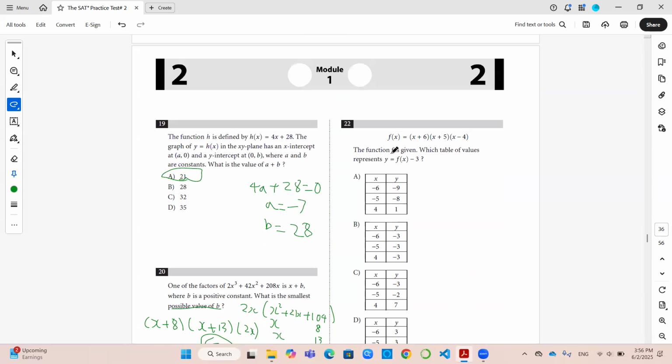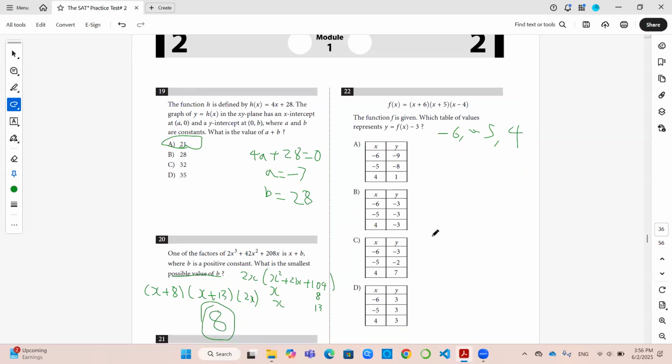Okay. The function f is given. Which table of values represents y is equal to f of x minus 3? So I know when x is equal to minus 6 or minus 5 or 4, my f of x is equal to 0, right? So if I'm going to bring down 3 units down in the y direction, I need to get minus 3 for these values, right? So immediately I can cross out A, C, and D and choose B.